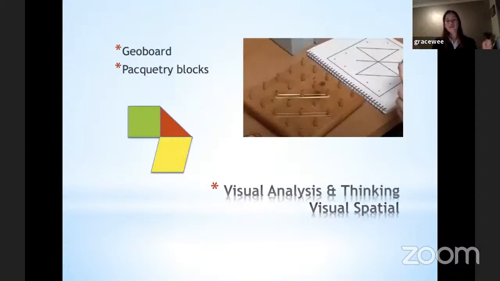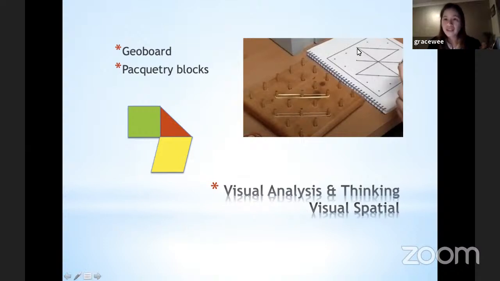All right, form perception, visual analysis, and visual thinking skills. Examples of these games are the geoboard and parquetry blocks. On the right-hand side, you see a picture of the geoboard. Typically it's a board with pins, which can be wooden or metal, typically in a 5x5 arrangement. The child has to look at the pattern.